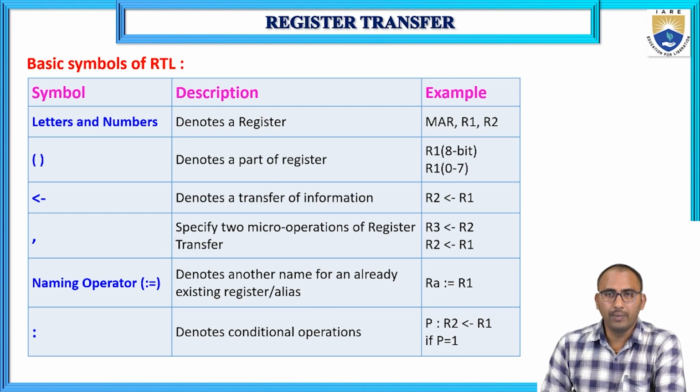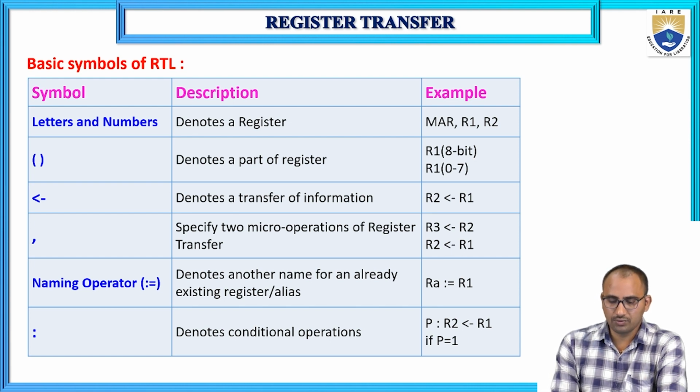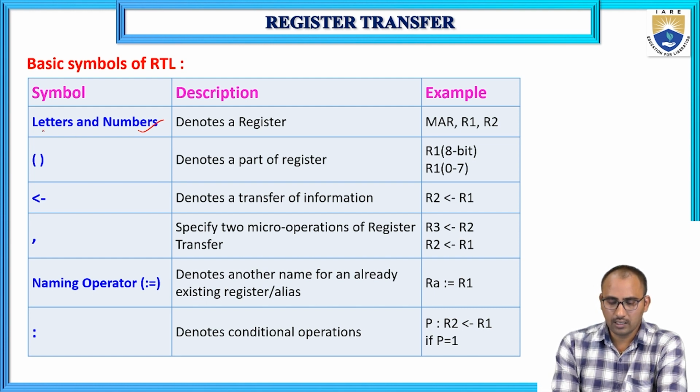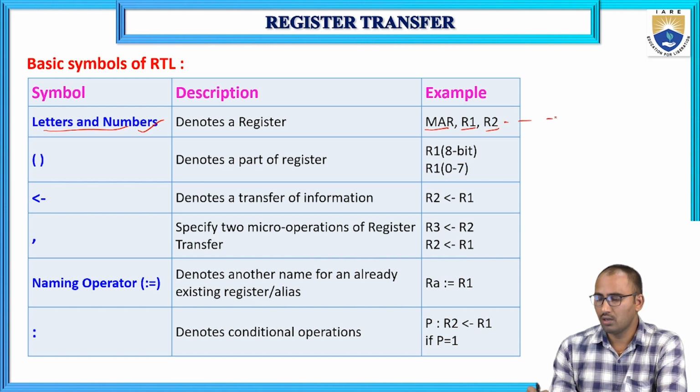And coming to the basic symbols of RTL. In the register transfer language, we use some symbols. These are the different symbols we use in the register transfer language. The first one is letters and numbers. We have already seen this in the designation of registers. Letters and numbers are used to represent the registers, like MAR, R1, R2, and so on.